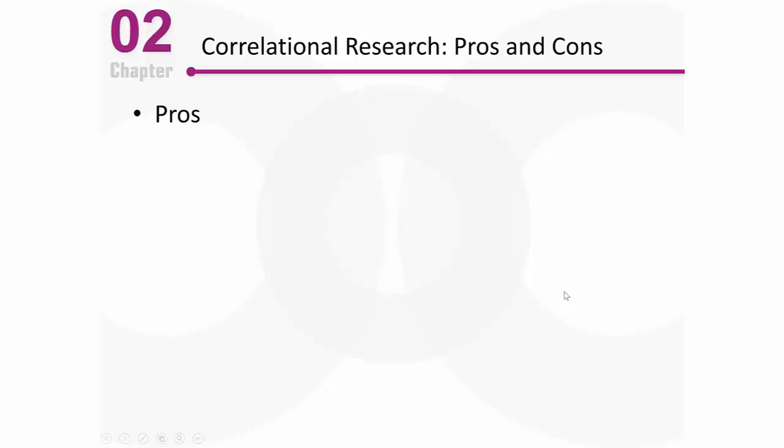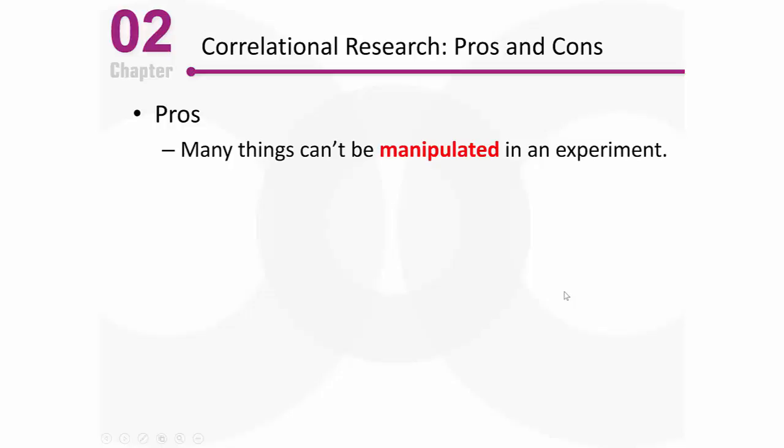Remember, our goal is to understand different research methods, and to understand those methods, we need to know when they're appropriate. So we need to know the pros and the cons. So one good thing about correlational research is that many things we measure cannot be manipulated in an experiment. We're going to see experiments are great things, but not everything can be studied experimentally.